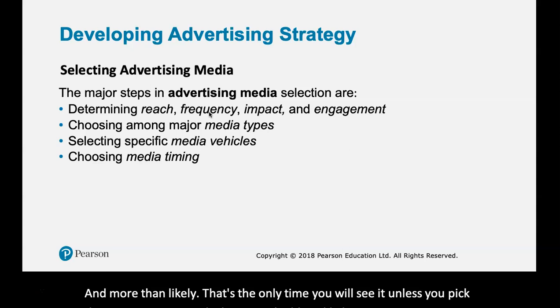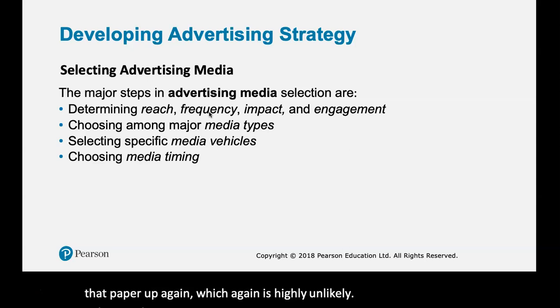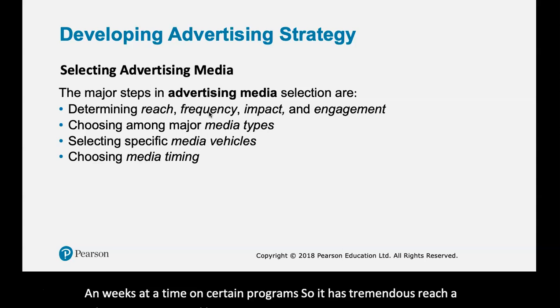Television has more frequency because television ads will run for weeks at a time on certain programs. So it has tremendous reach, a television commercial, because more people watch television than they read newspapers. Also, the frequency is incredible because they will run it during targeted television shows that they know their target audience is probably watching.